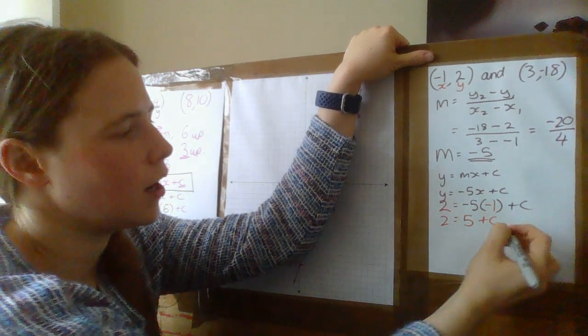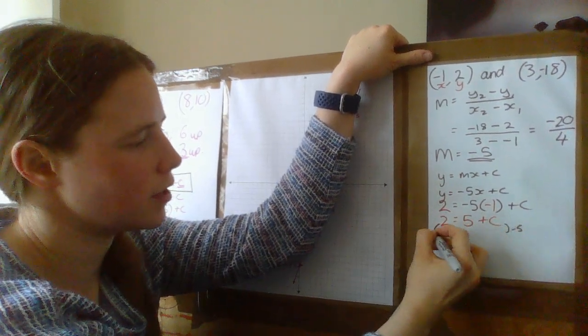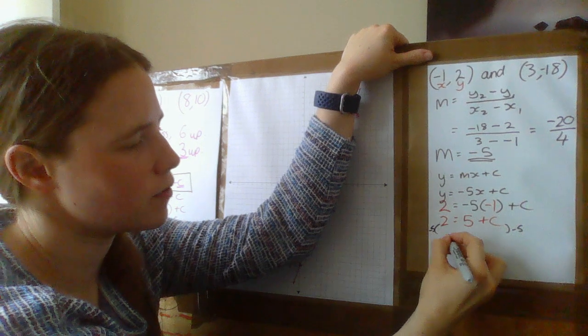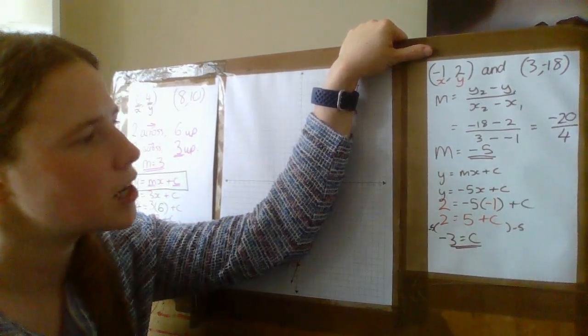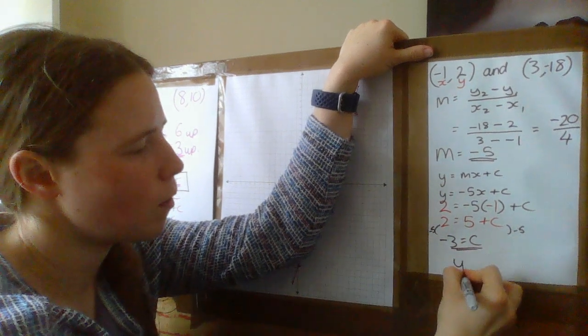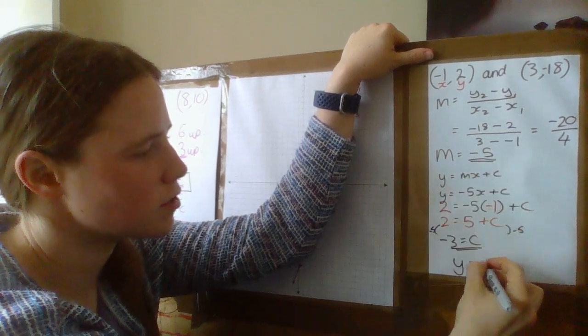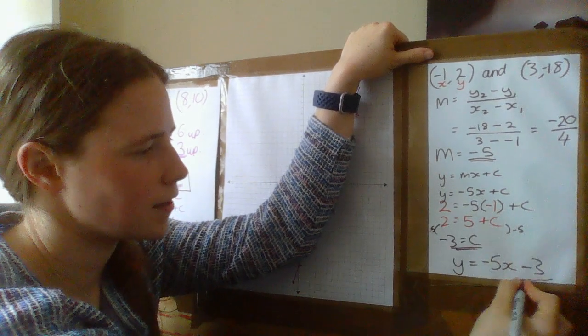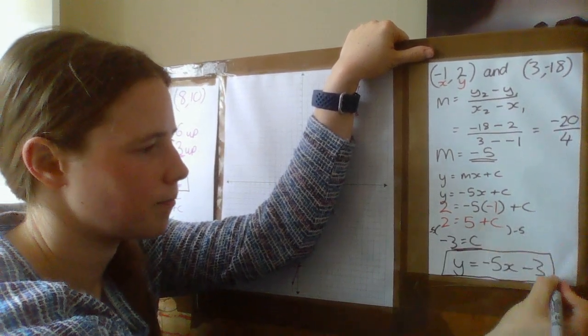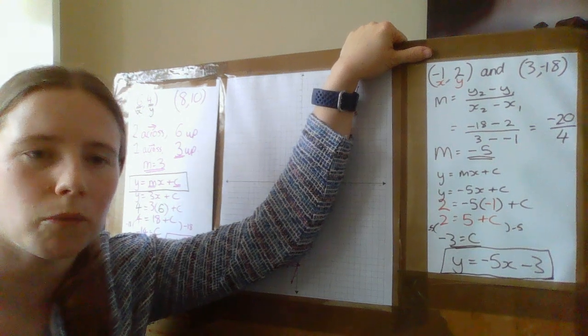To solve that, I'm going to subtract 5 from both sides. 2 minus 5 is minus 3, so c has to be negative 3. So my equation then is y equals minus 5x minus 3. And that is my final answer. Okay, so it's quite a long-winded process.